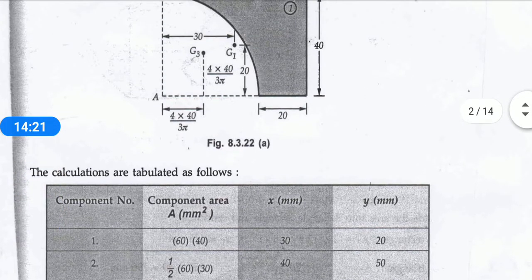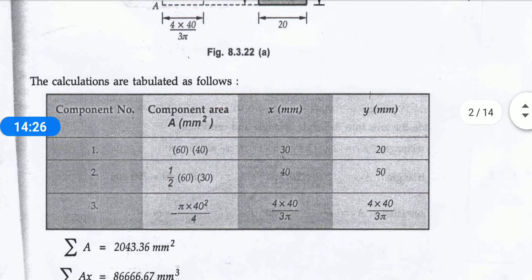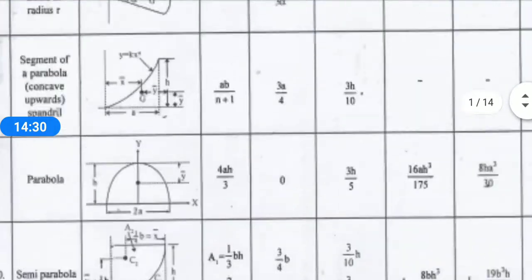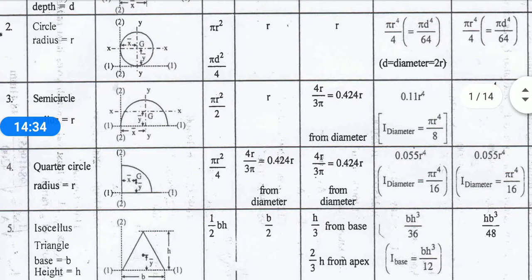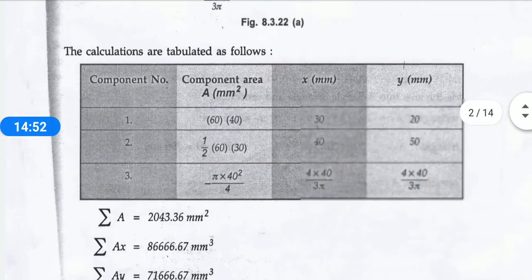How the x value will come? X value will be equal to 4 into r divided by 3 pi, and y is also equal to 4 into r divided by 3 pi. Where we got this? See, in this diagram we had found this. In the fourth table, just see quarter circle, pi r square divided by 4 is your area, 4r by 3 pi, which will be for your x and y. So both the thing we are calculating the same thing.